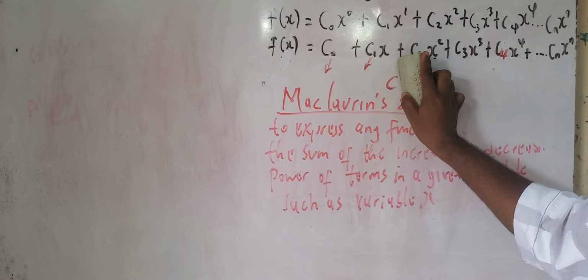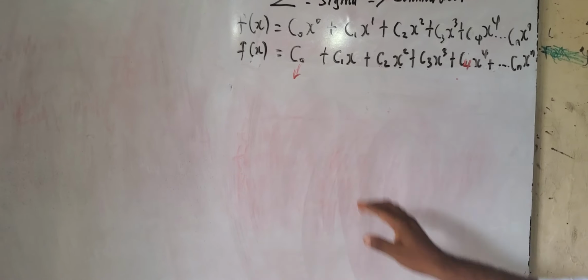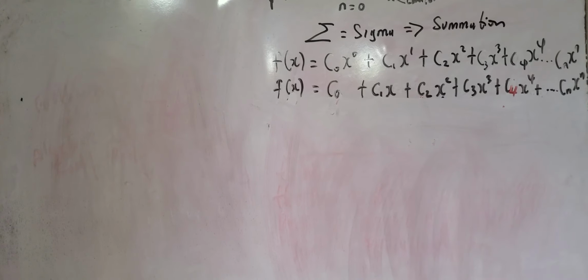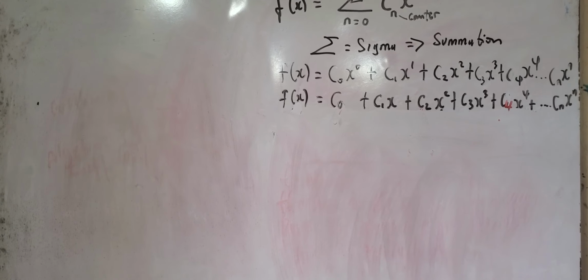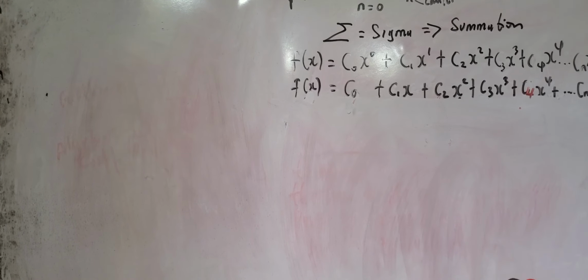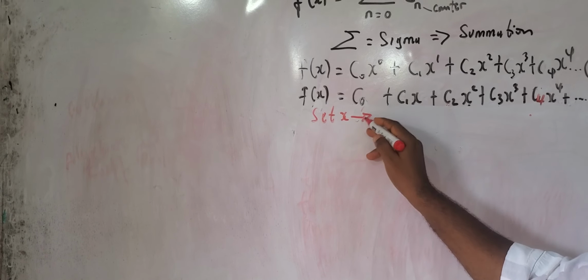Now let's quickly start our work. How do we generate Maclaurin series? This is how to generate it. We are going to find expression for each of the terms that I have here. I want to find expression for them. For me to find expression for c0, I will set x to be equal to 0.